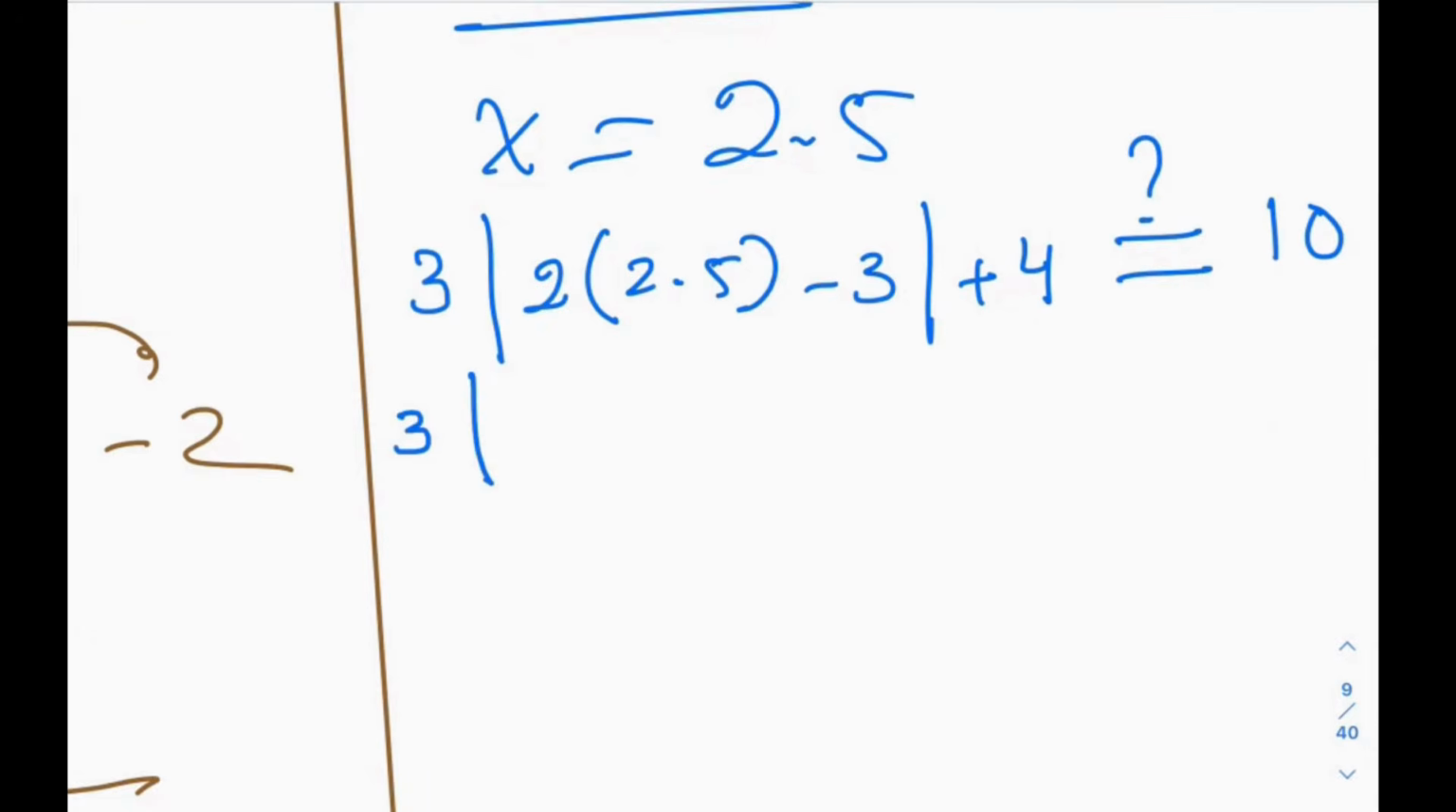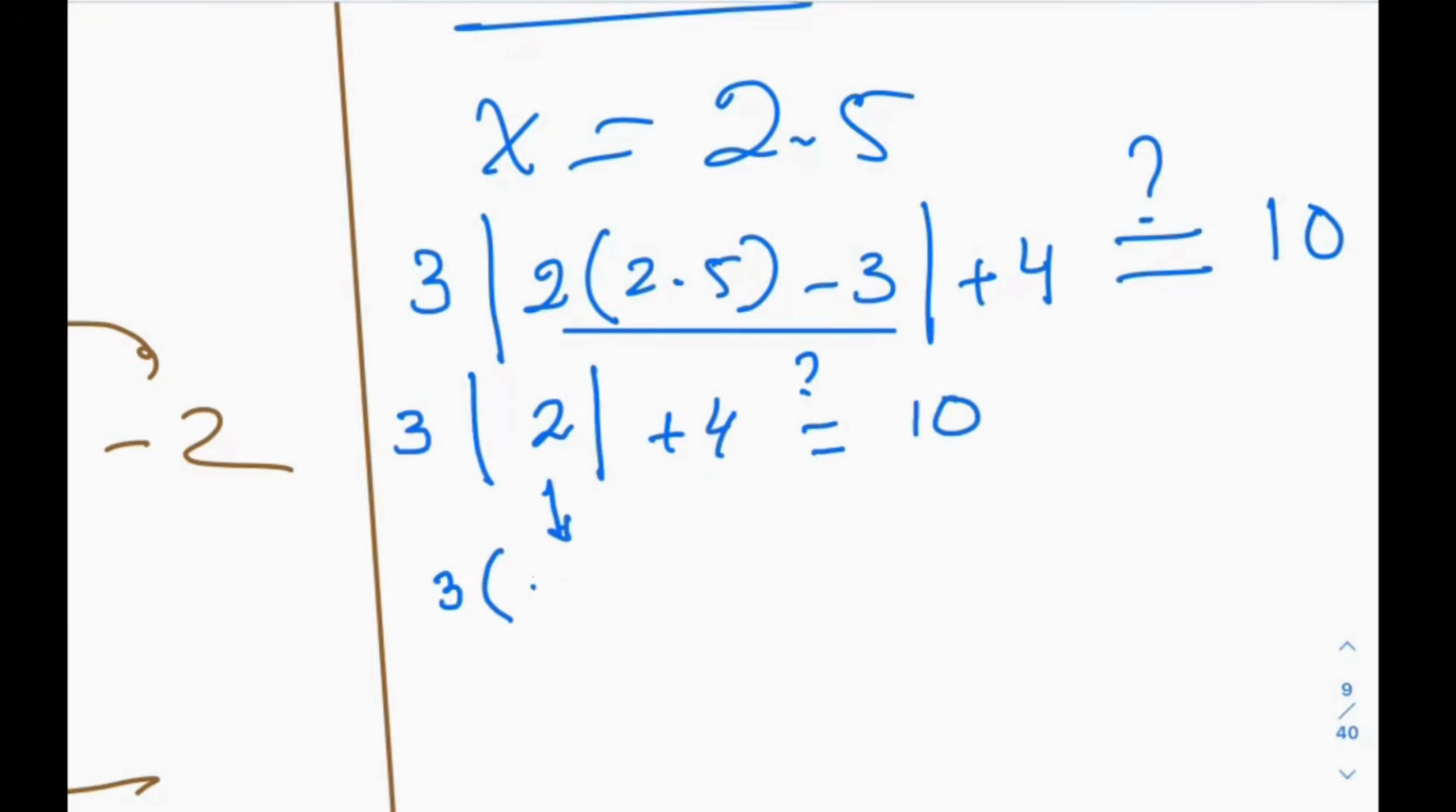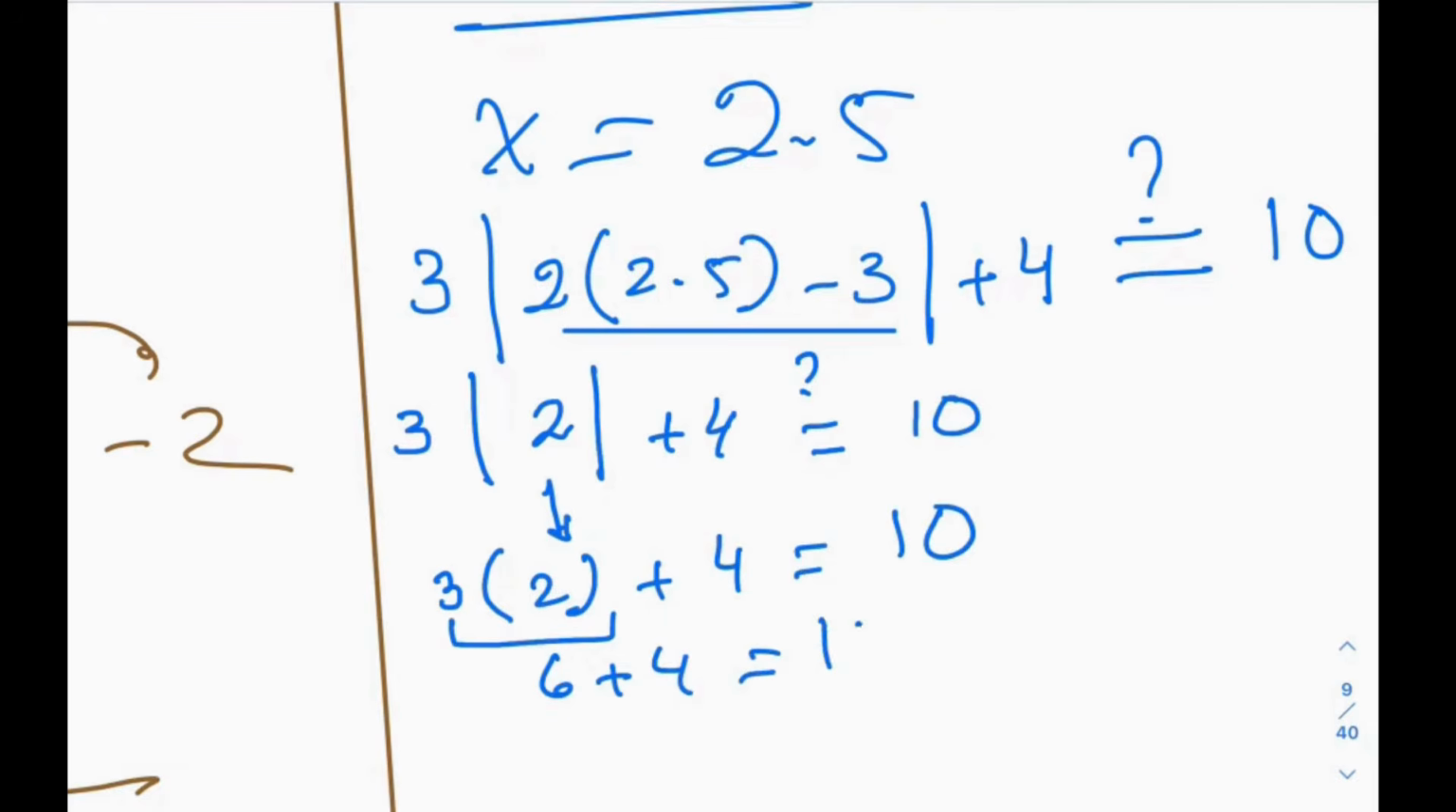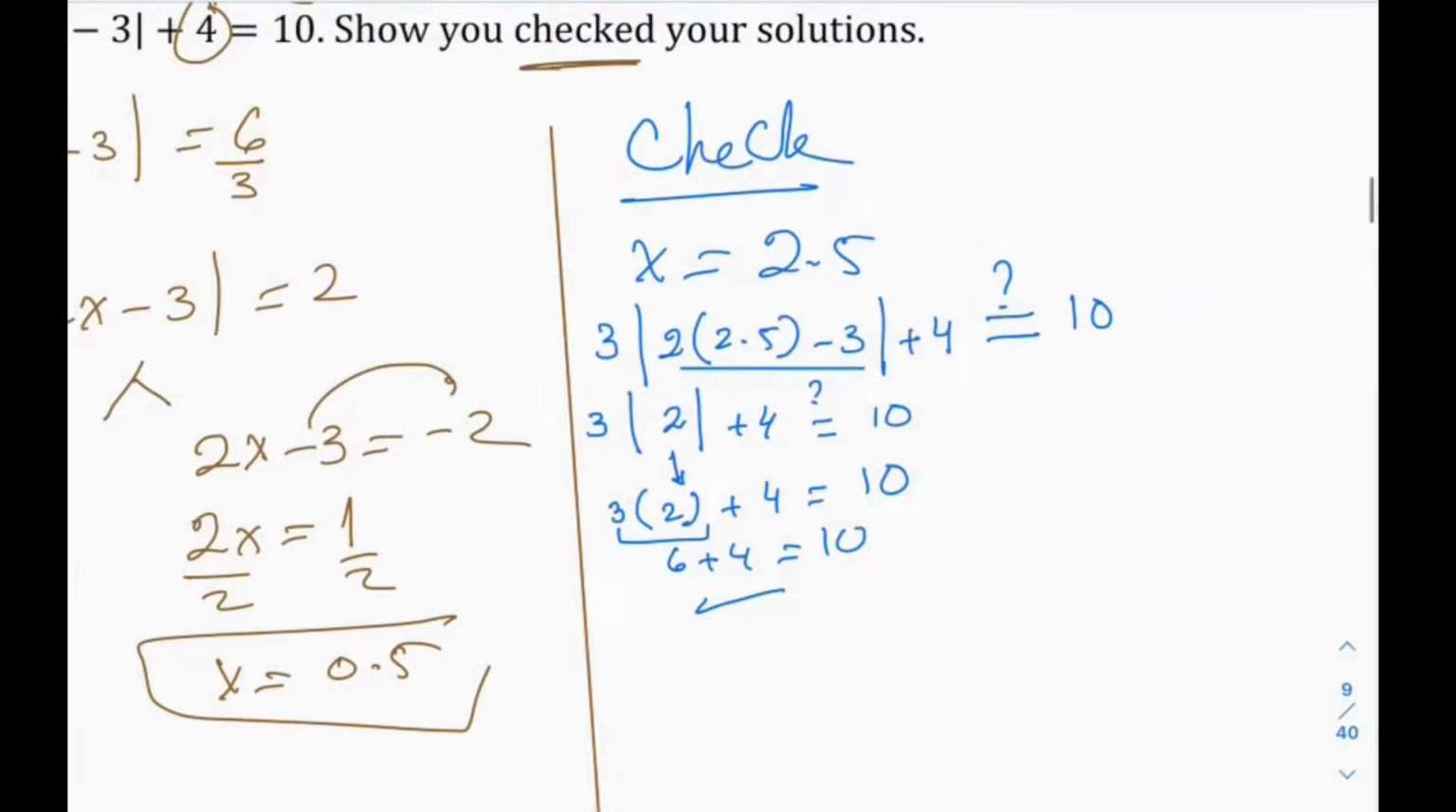2 times 2.5, 5 minus 3 is 2. Is it equal to 10? Absolute value of 2 is 2. I take it 2. 3 times 2, 6. 6 plus 4 is 10. Yes, it's a correct statement. So this was a correct solution.